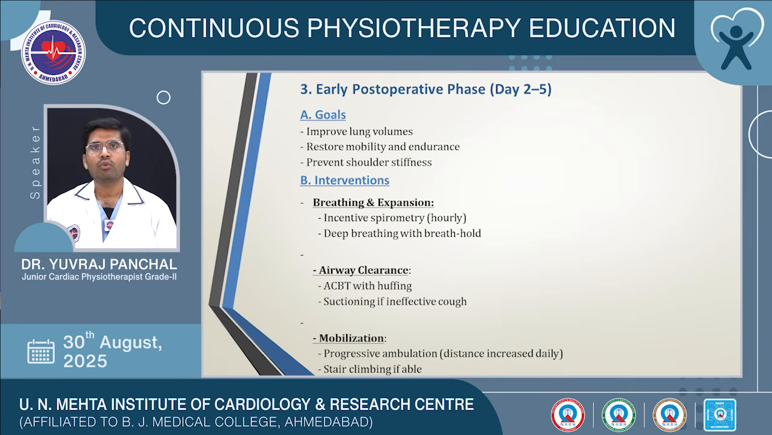Third, early post-operative phase, day 2 to 5. Goals: improve lung volumes, restore mobility and endurance, prevent shoulder stiffness. Interventions: breathing and expansion, incentive spirometer hourly, deep breathing with breath hold. Airway clearance: ACBT with huffing, suctioning if ineffective cough.